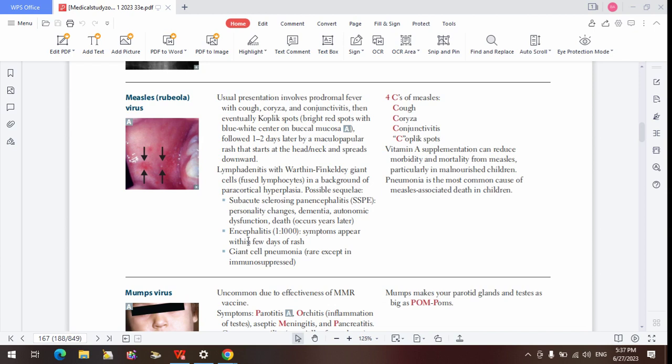Subacute sclerosing panencephalitis, SSPE. Subacute, sclerosing, panencephalitis. What happens is that when the virus enters the body, it finds its way into the neurons and the glial cells. It stays there, but it cannot cause infection in the glial cells. So when the primary infection of measles subsides, when it causes all these cough and coryza and it subsides, the virus can now reactivate in those neurons.